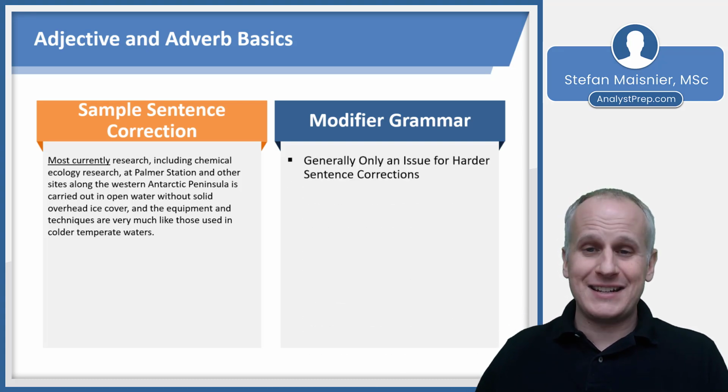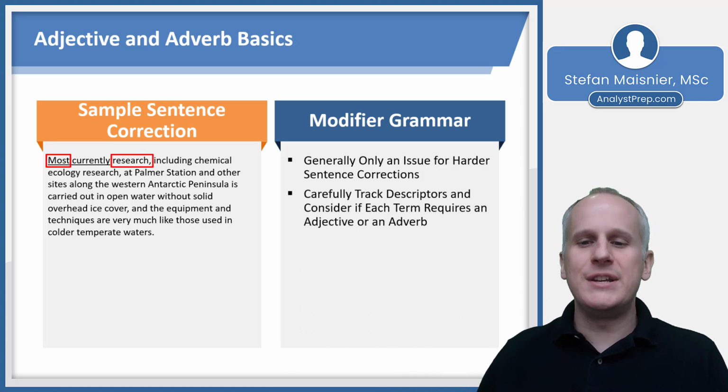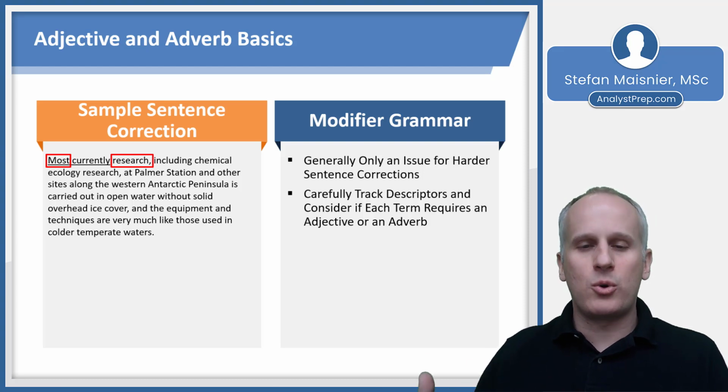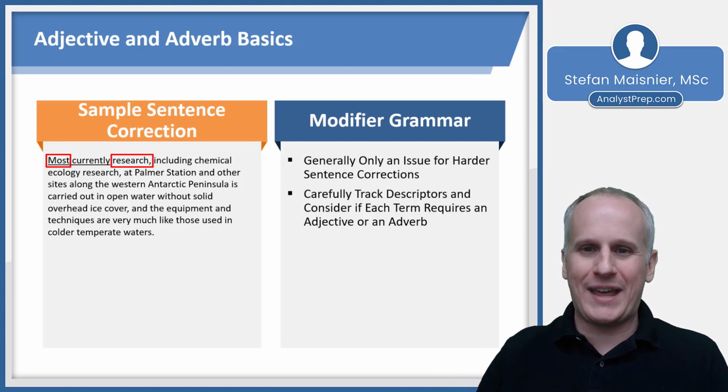So, as I said, this idea of the grammar adjective versus adverb is generally only an issue for some of the harder sentence corrections. So that being the second half of the verbal section for the EA. But you need to carefully track your descriptors and determine if the object or subject that is trying to describe requires an adjective or an adverb. So we can see that the object of the descriptors in the underline is research. So we just got to make sure, since research is a noun, that we're only describing it with adjectives.